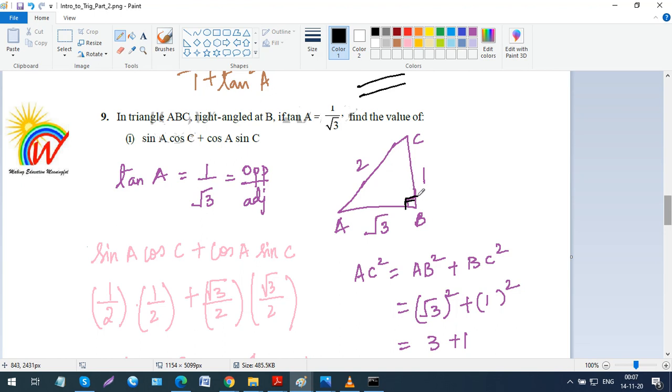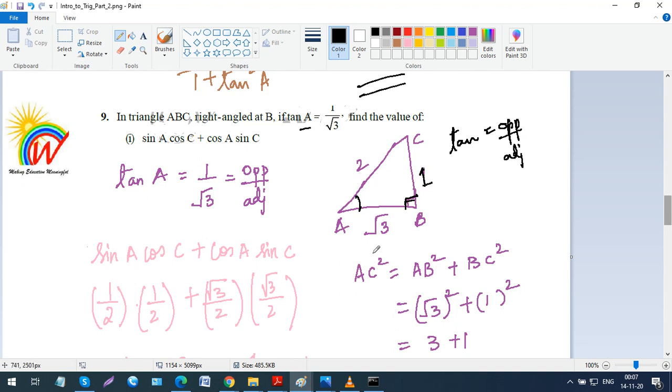Okay. Tan A is 1 by root 3. So you know that tan is opposite over adjacent. So this is 1 by root 3. For A, the opposite is BC and the adjacent is AB. So I put 1 and root 3 here. Now I need to find the AC.